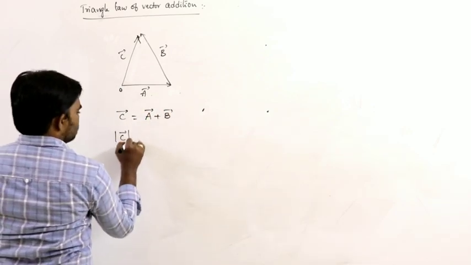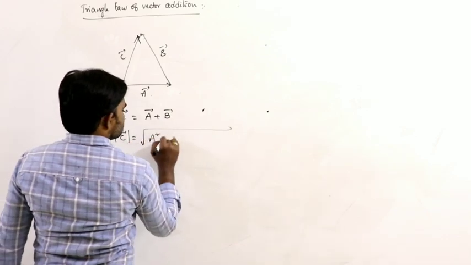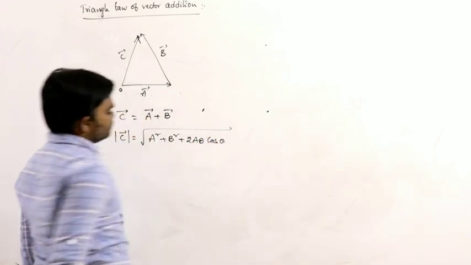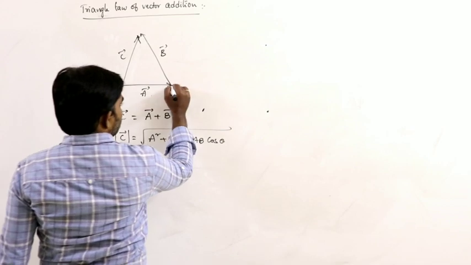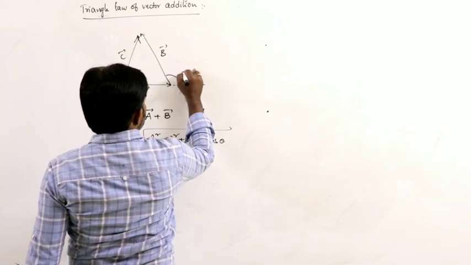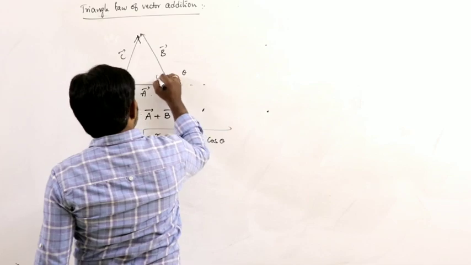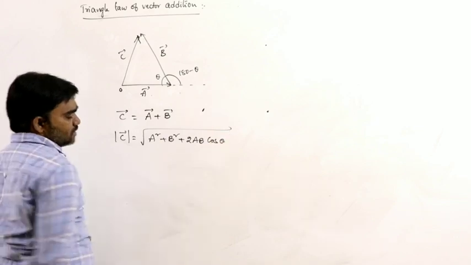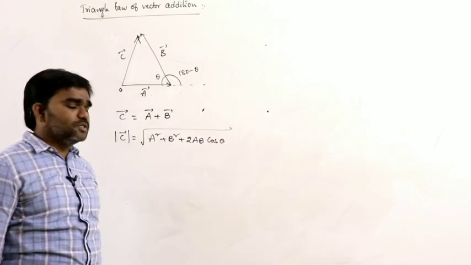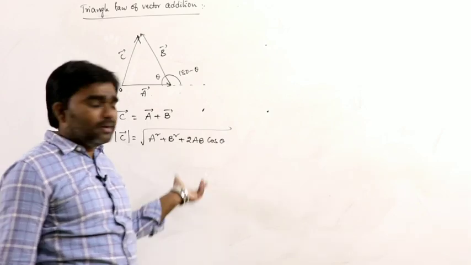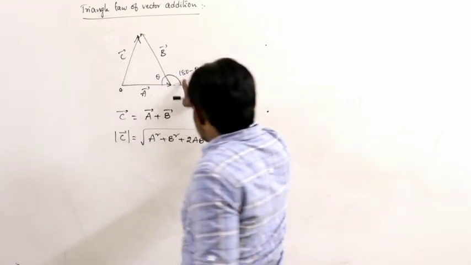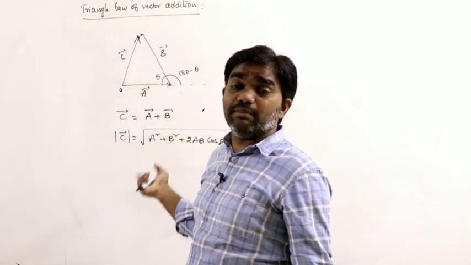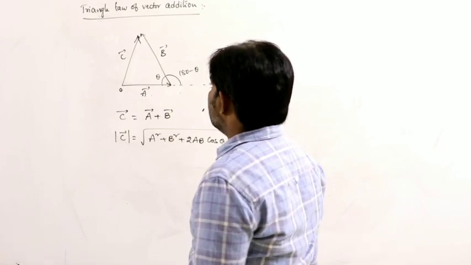So the magnitude of C bar is equal to the square root of A square plus B square plus 2AB cos theta, where theta is the angle between A bar and B bar. If the angle shown is theta, then it is 180 minus theta, and cos of 180 minus theta is minus cos theta. So it becomes A square plus B square minus 2AB cos theta. That depends on the given angle. If this theta is mentioned, then we have to consider cos theta; if this is theta, then this becomes 180 minus theta based on the given condition. This is the triangle law of vector addition.